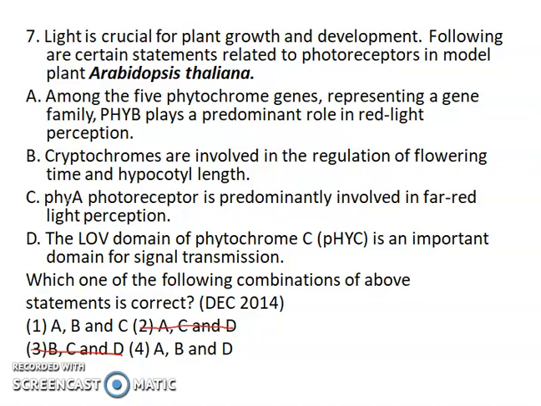Now the third statement. Phytochrome A photoreceptor is predominantly involved in far red light perception. Yes, it is also the correct answer. As in the fourth option we don't have C, we have to eliminate this. Through this question we have 2 points, that is phytochrome B absorbs the red light and phytochrome A absorbs the far red light. So our first option is the correct answer.